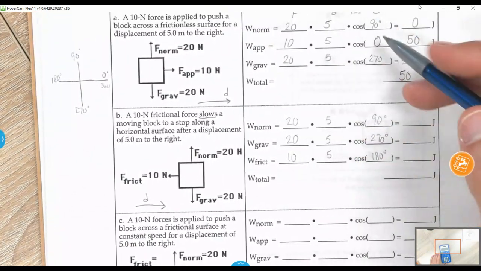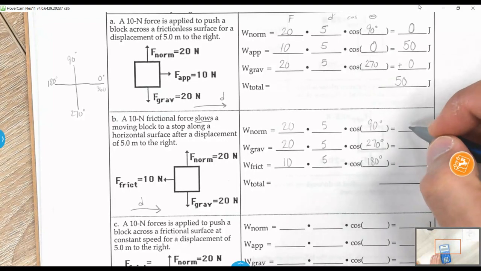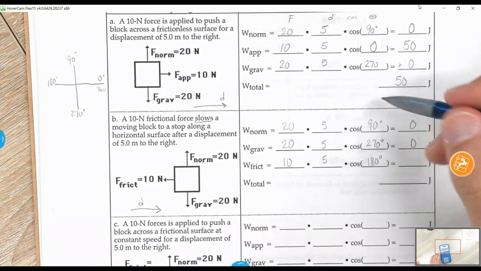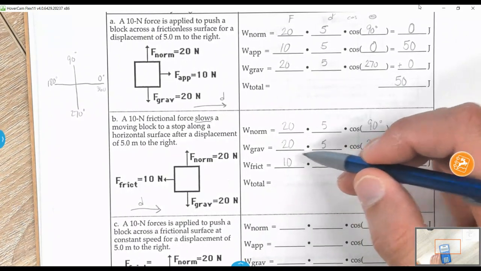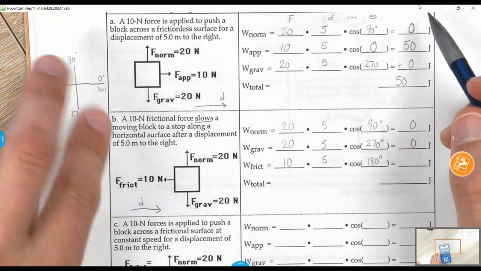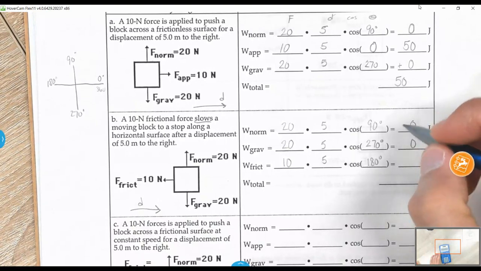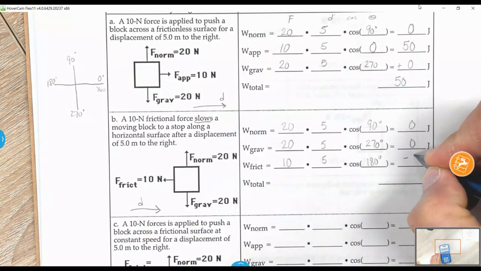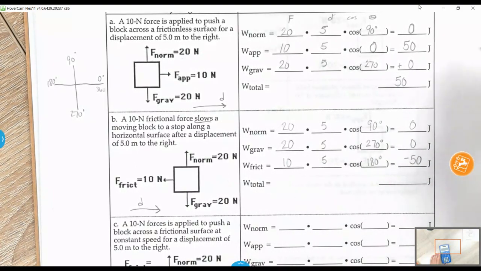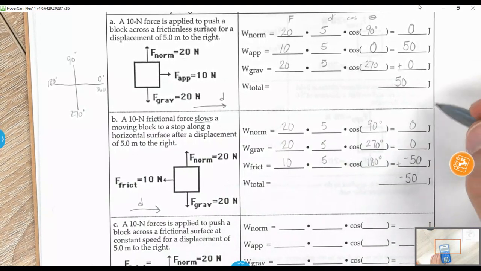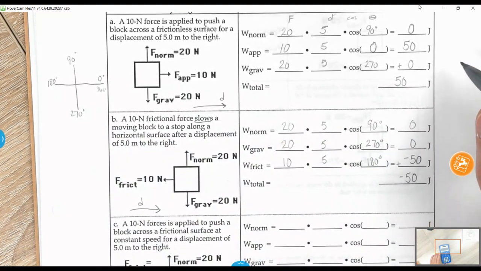Multiply these out. So same thing, just like up top, cosine of 90 and 270 are both 0. So anything times 0 is 0. And like I had mentioned before, cosine of 0 itself is 1. The complete opposite would be negative 1. So 10 times 5 is 50 times negative 1. You're going to get negative 50. In adding all of those together, you get a total work done of negative 50 joules worth of work is done by the friction force.